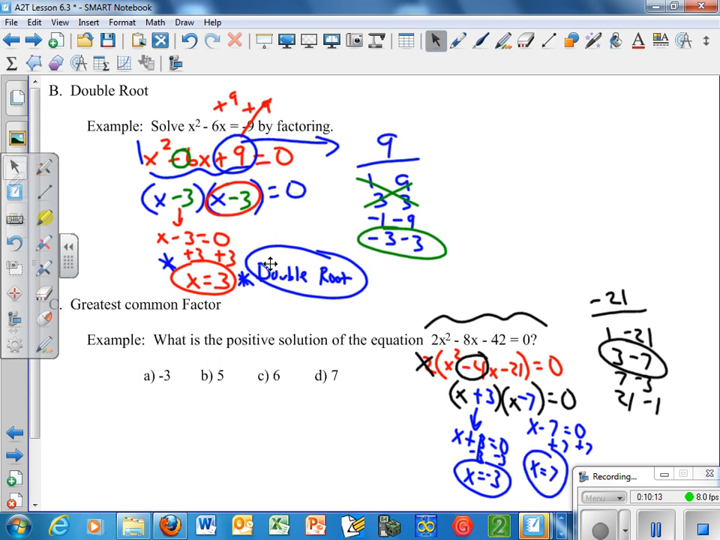Now, this is a multiple choice question. Technically there are two roots, negative 3 and positive 7. We want the positive solution or positive root, so it is 7.